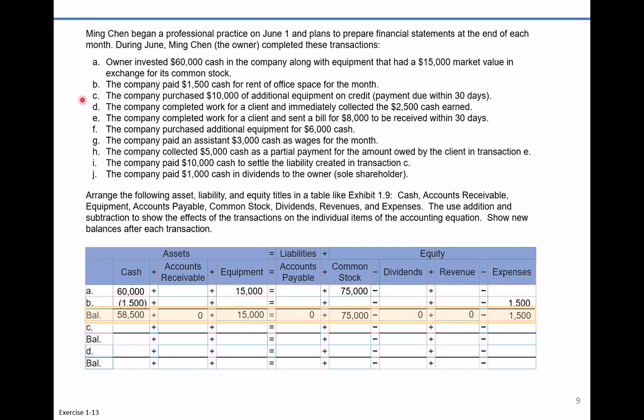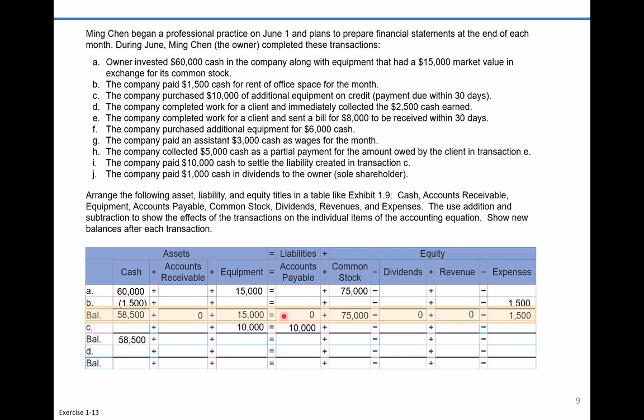Let's move on to C. The company purchased 10,000 of additional equipment on credit, payment due in 30 days. Okay, so what's going on here? Well, they bought equipment, right? Did they use any cash? No, they're paying for that later on. So they've got an account that they're going to pay off later on. So what are the two accounts involved in this transaction? Well, equipment will be one, and then the other, an account payable. So equipment goes up by 10,000, and the account payable goes up by 10,000.